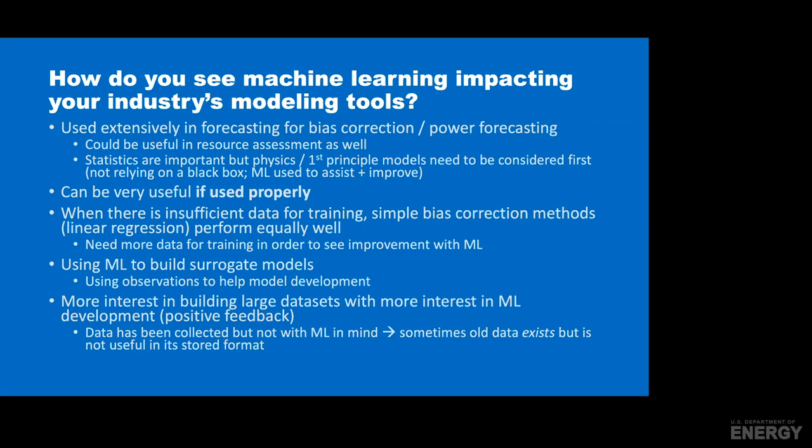So, using machine learning to build surrogate models and using observations to help with model development. I think there's a positive feedback that can happen, where increased interest in machine learning development increases the interest in building large data sets, as opposed to previously, when data sets were collected without machine learning in mind. Sometimes you have old data, but you can't really use it with the machine learning approaches.